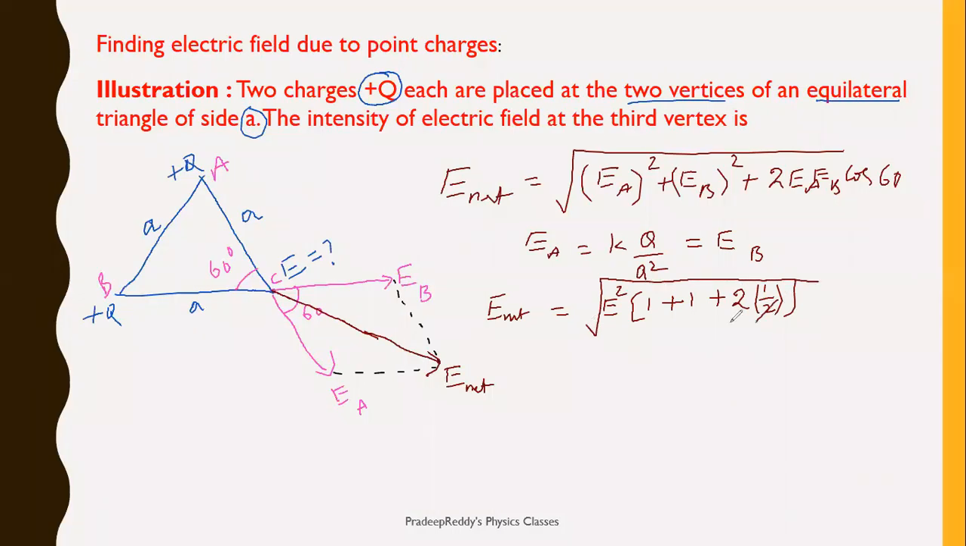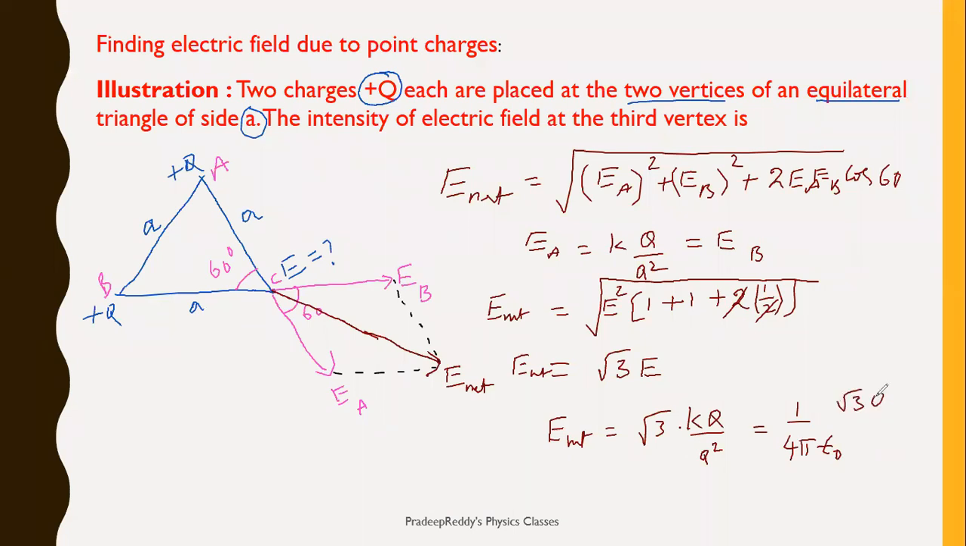And this gets cancelled. So finally it is 1. This is equal to root 3 E. This is E net. Net field will be equal to root 3 into what is E? E is equal to K capital Q divided by A square. So simply it is written as K is 1 by 4 pi epsilon naught. So E net is 1 by 4 pi epsilon naught root 3 capital Q divided by A square. This is the final answer.